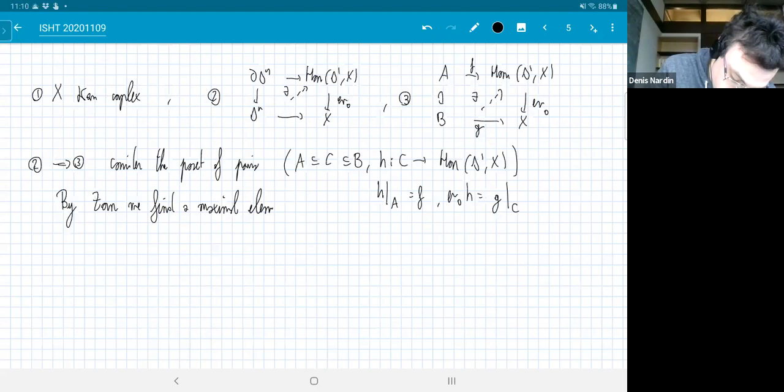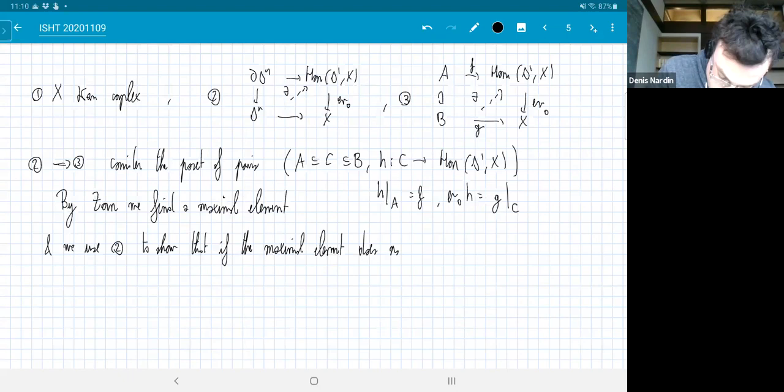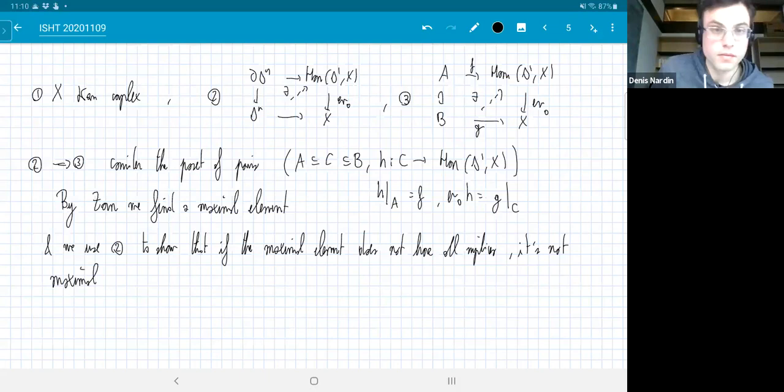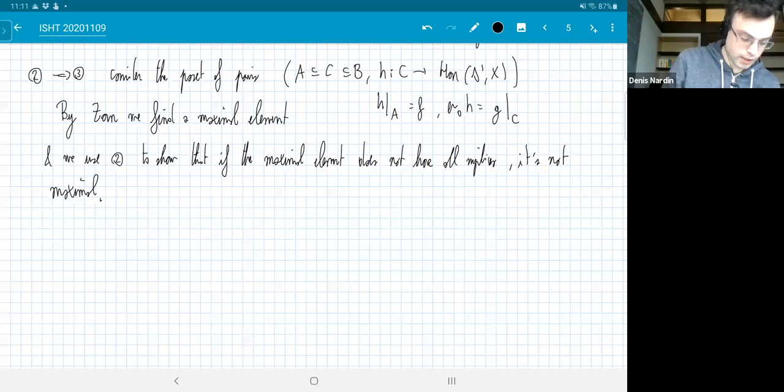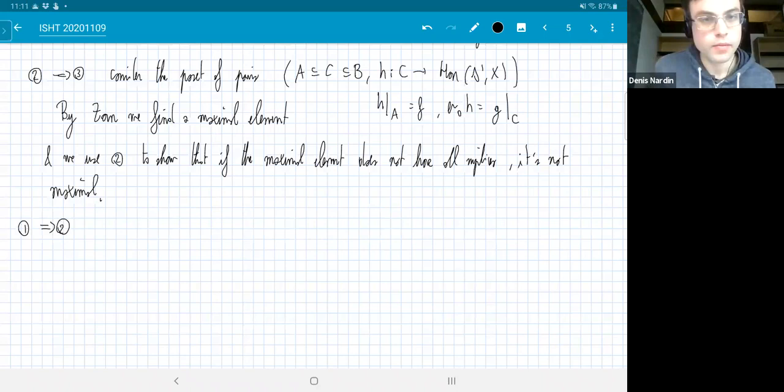And we use 2 to show that if the maximal element does not have all simplices, it's not maximal. Let me not give more details than that. We have seen already one proof in this vein, and that's just the idea that you can get B from A by adding simplices until you run out of space. And let me instead do 1 implies 2, and this closes the circle.